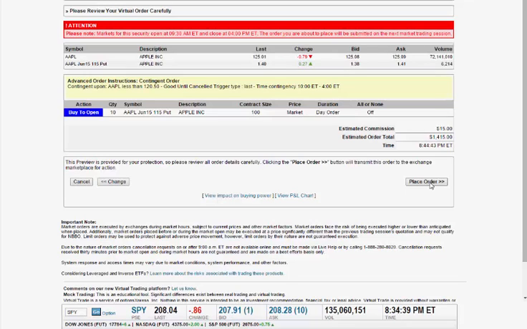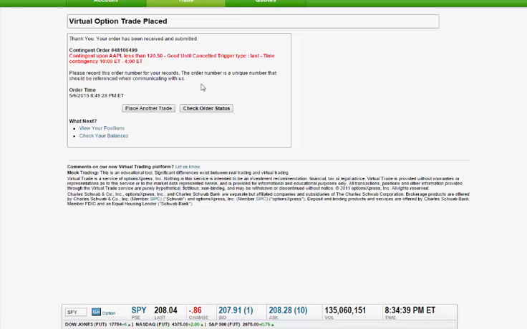But again, it won't actually fill until 10 if it hits the price. And this is for any day. As you have it good till cancel, it'll do this every day, not just the first day you put it on. Cool. So we have sent that contingent in.